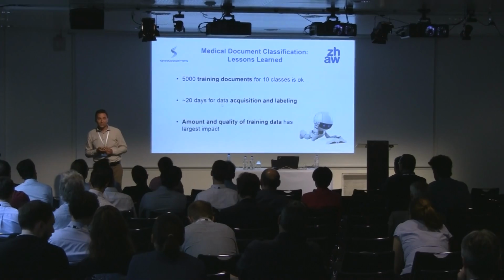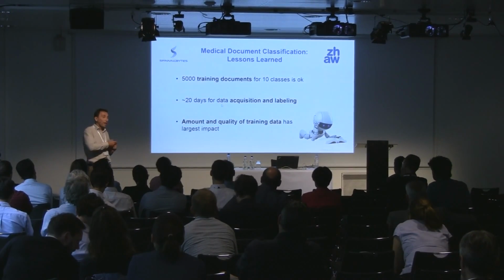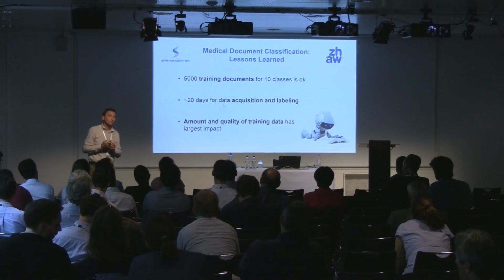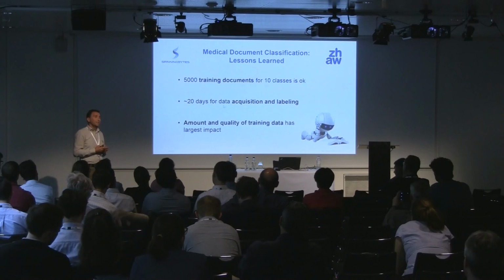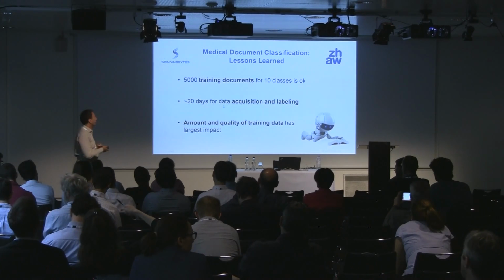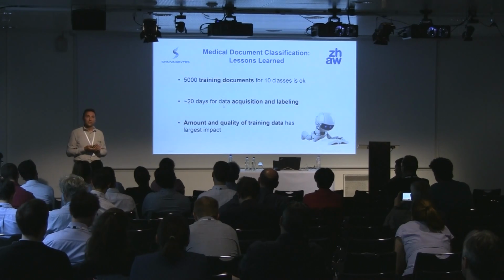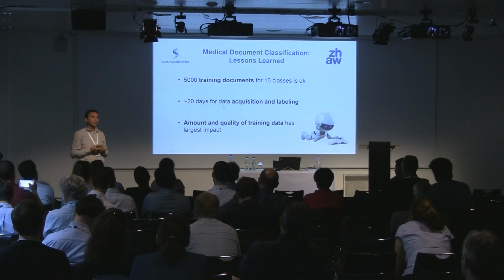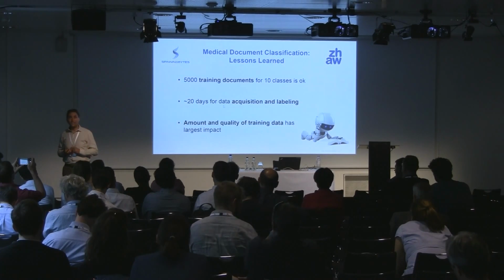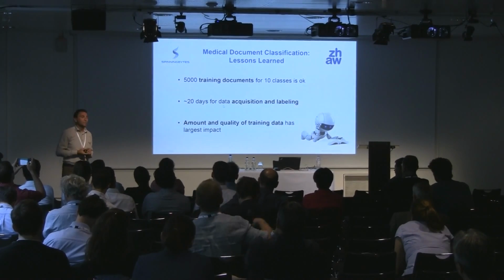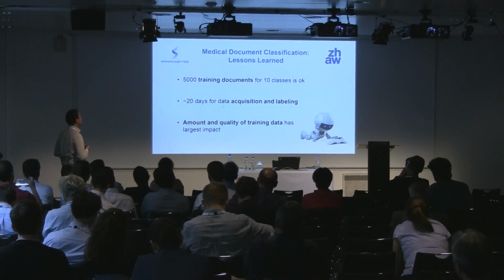Lessons learned for this project. First of all, not so surprisingly, if you have very different types of documents, you can easily separate them even with 500 training documents per class on average, which is cool, because this is not a lot of labeling effort. You just take a couple of hours, set an expert in front of a computer to label, and you can separate it automatically afterwards.